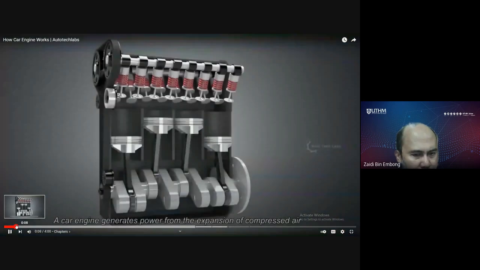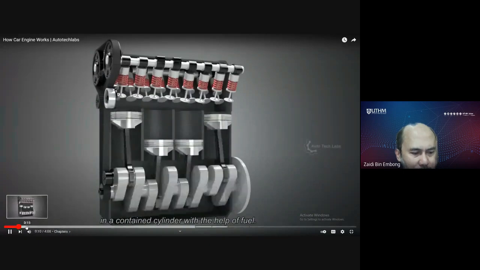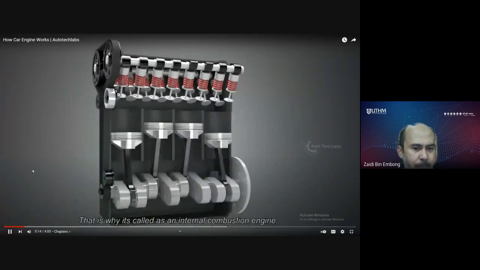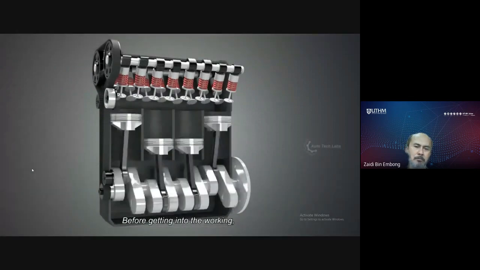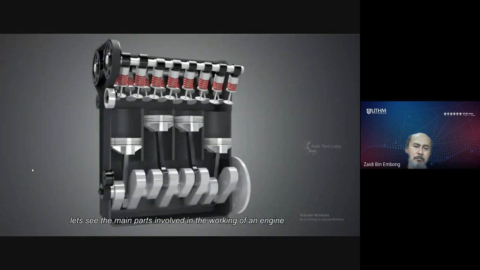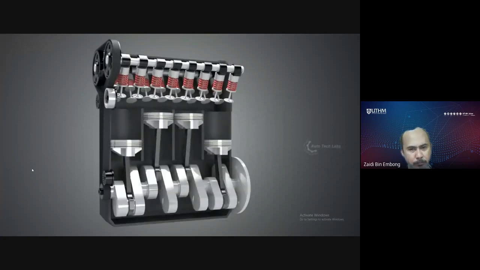A carton of compressed air in a contained cylinder. That's why it's called an internal combustion engine. Before getting into the working, let's see the main parts involved in the working of an engine.